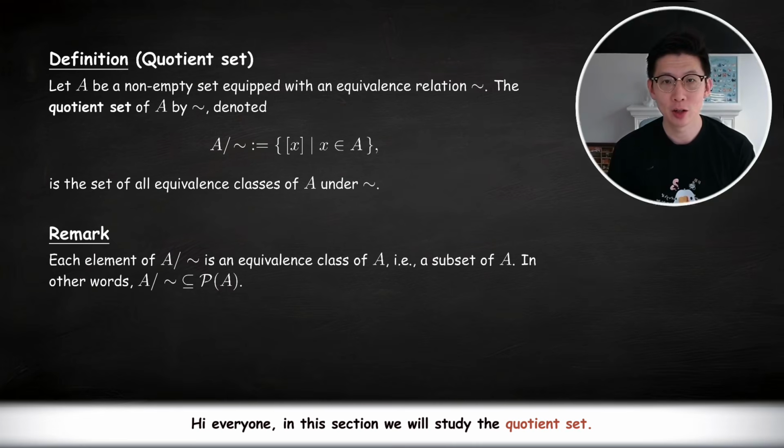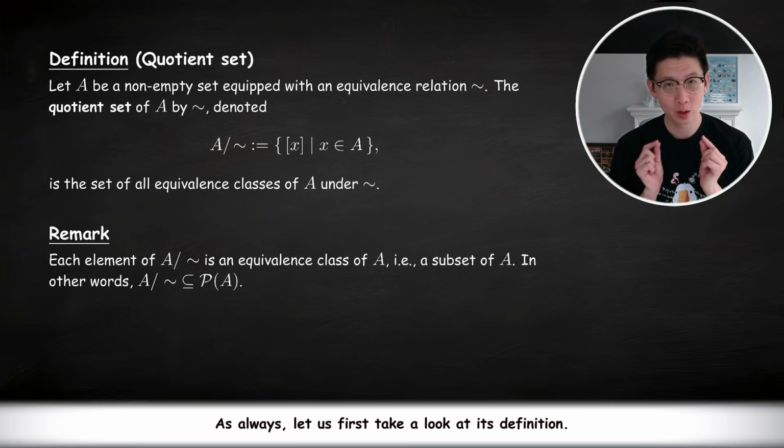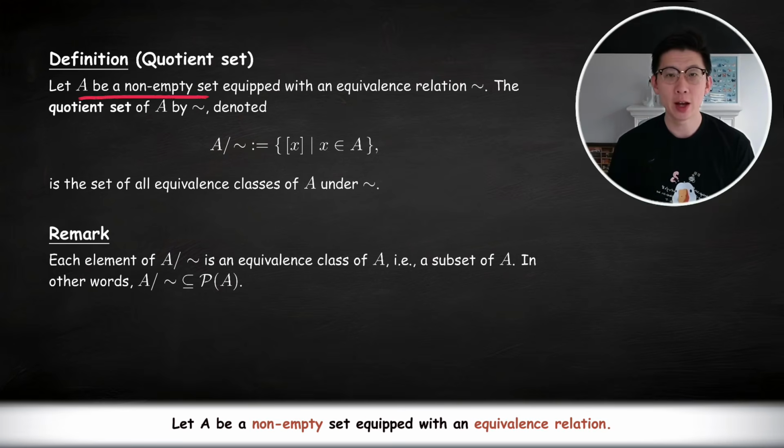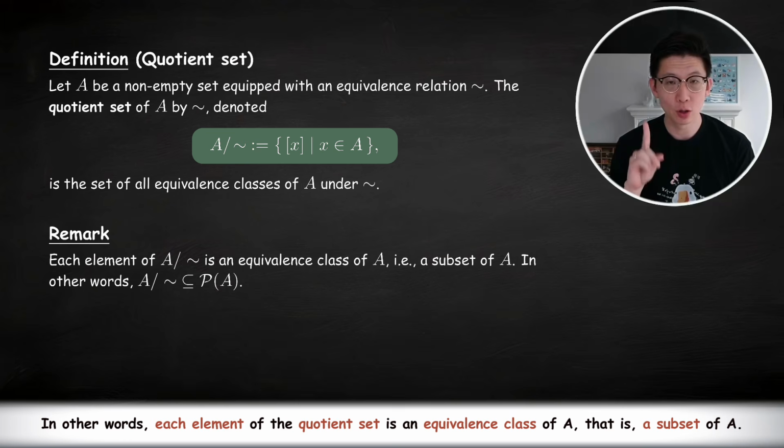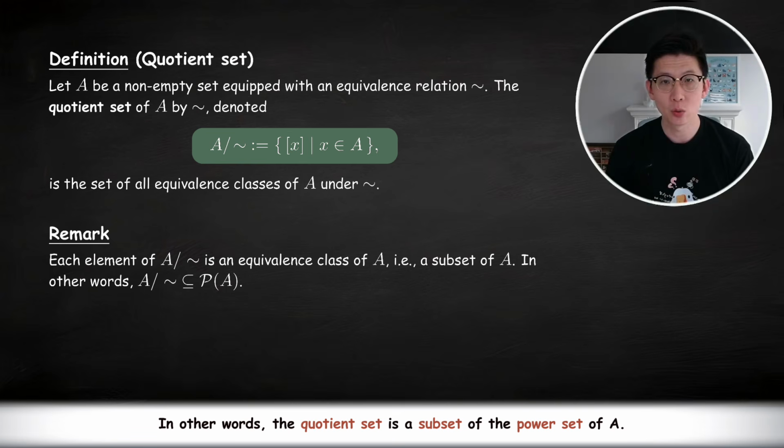Everyone, in this section, we will study the quotient set. As always, let us first take a look at its definition. Let A be a non-empty set equipped with an equivalence relation. The quotient set of A modulo this relation is the set consisting of all equivalence classes of A under this relation. Each element of the quotient set is an equivalence class of A, that is, a subset of A. In other words, the quotient set is a subset of the power set of A.